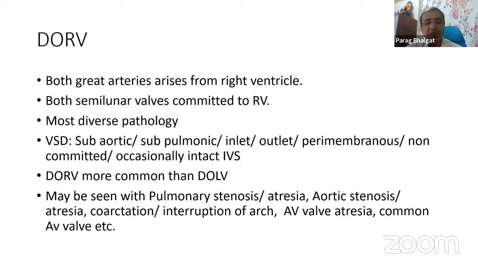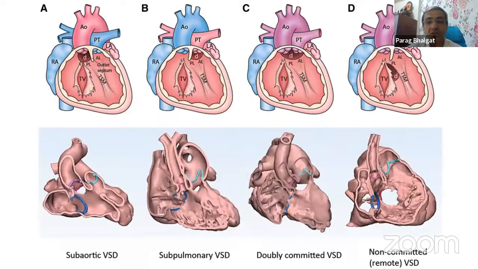It may present with a variety of combinations of semilunar valve and great artery problems, like pulmonary stenosis, atresia, aortic stenosis, atresia, coarctation, interruption of arch, AV valve atresia, common AV valve, etc. Common AV valve DORV is seen with situs ambiguus. We will discuss it when we discuss situs ambiguus. So these are the common pathological varieties seen.